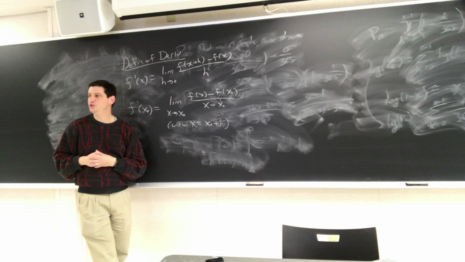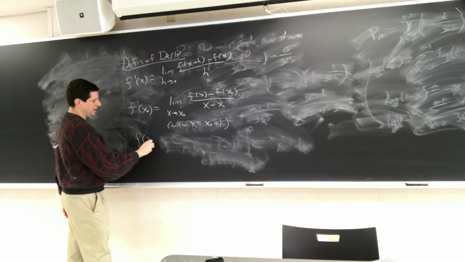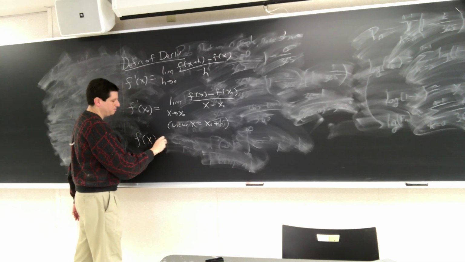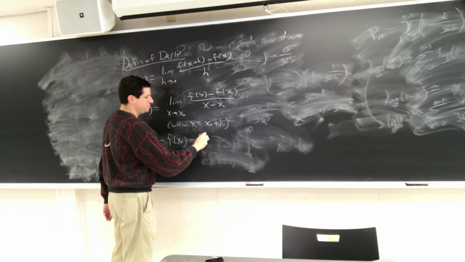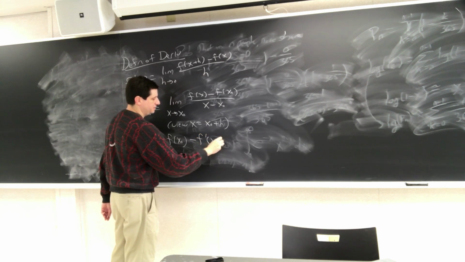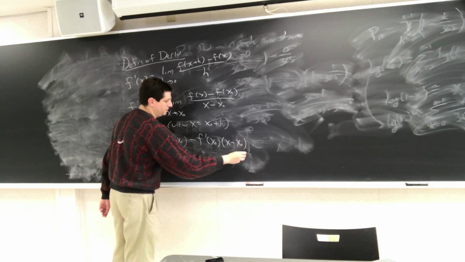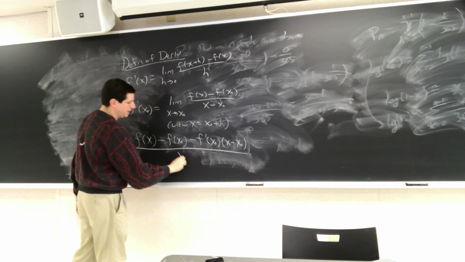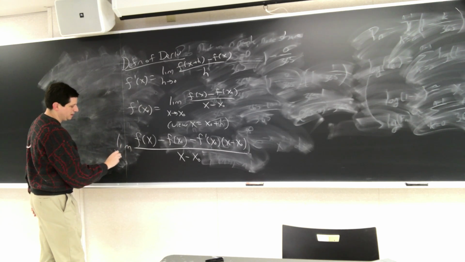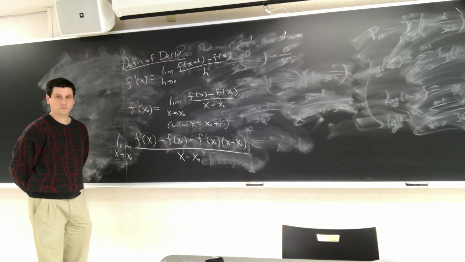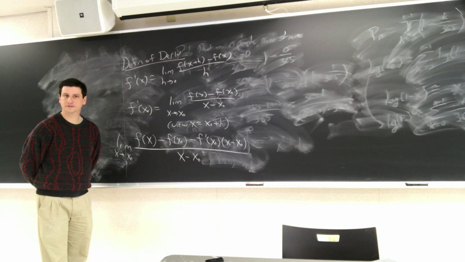What we're going to do now is look at another way of viewing the derivative. I want to look at f of x minus f of x naught, minus f prime at x naught times x minus x naught, divided by x minus x naught, and take the limit as x goes to x naught. What should this equal if my function is differentiable at x naught?